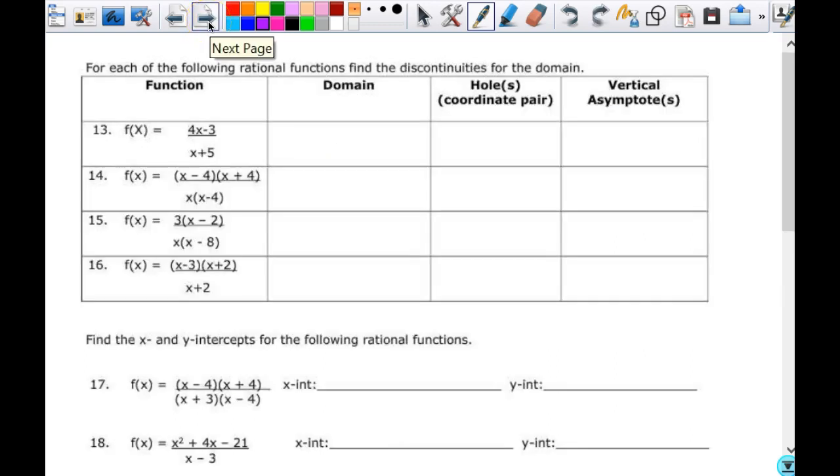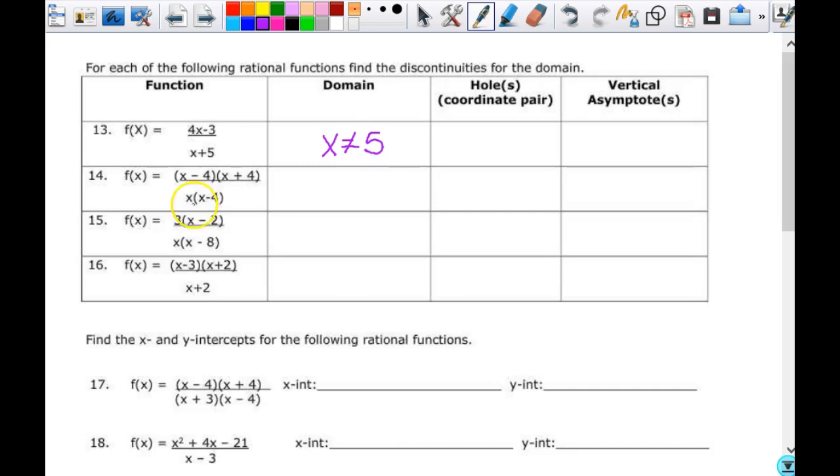So now we're going to be looking for domain and holes. Remember, domain is what we do before we reduce anything. And the domain for rational functions is all real numbers except for whatever makes the denominator 0. And so my domain for number 13, x cannot be equal to 5.